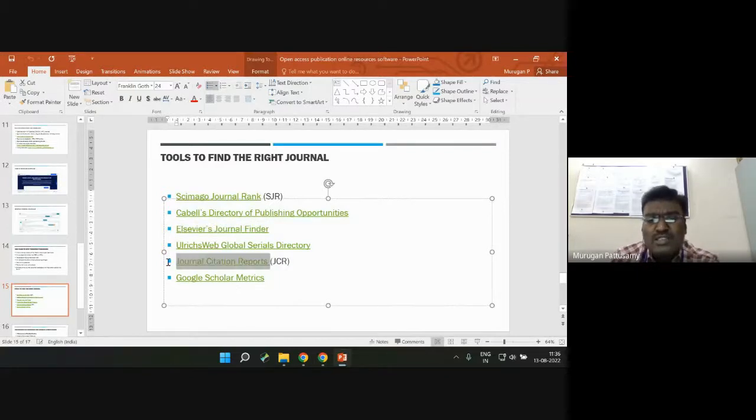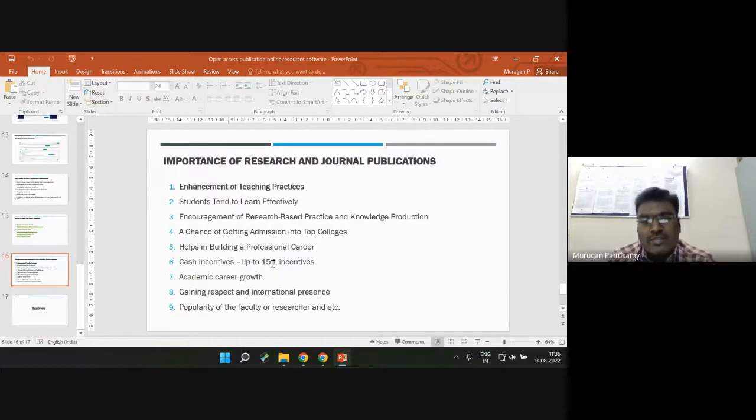You can also look at the Journal Citation Reports, where you get the details of the journal impact factor. These reports are produced by Clarivate Analytics. Previously, this was managed by Thomson Reuters. With the help of this also, you can come up with something.